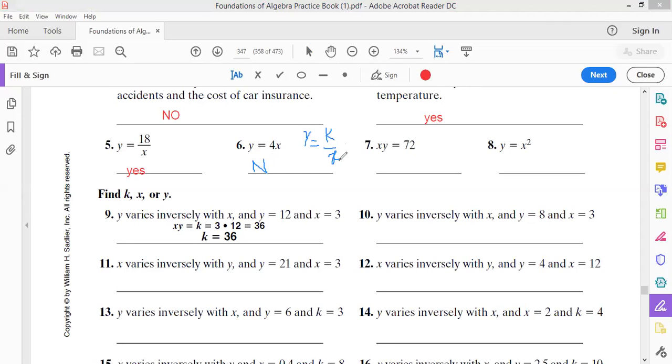Okay? Question number 7. xy is equal to 72. Is it inverse variation or no? Yes, inverse variation. Right here. Yes. Next one. Question number 8. y is equal to x square. Can we write it as y is equal to k over x? No. So right here, no.